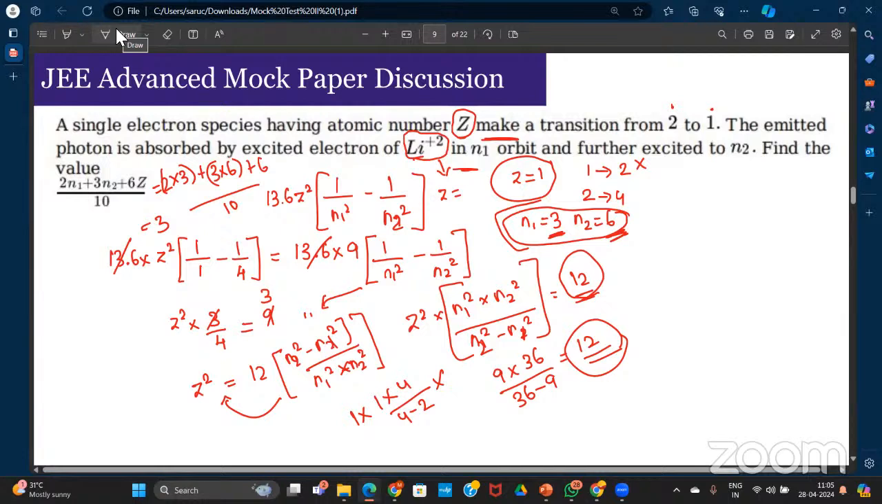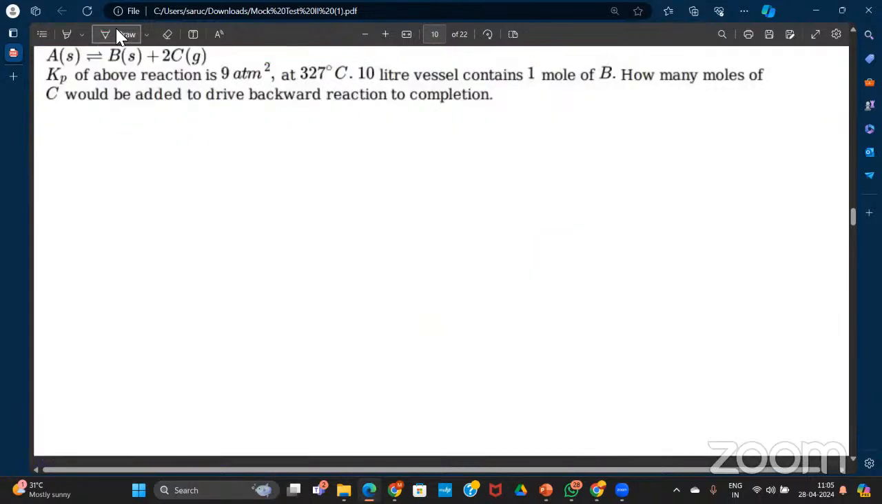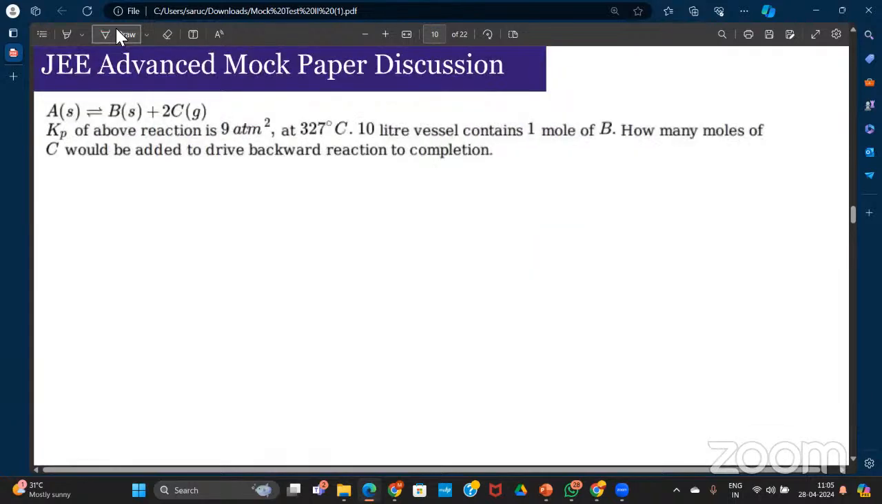Now we do the next question. The question is: for a solid A giving solid B, the Kp of the reaction is 9 atmosphere square at 327 degrees Celsius. Then with 1 mole of B, how many moles of C would be added to drive the backward reaction to completion? So first I'm writing the equation: A gives B plus 2 times C. Now I'm writing the backward reaction.